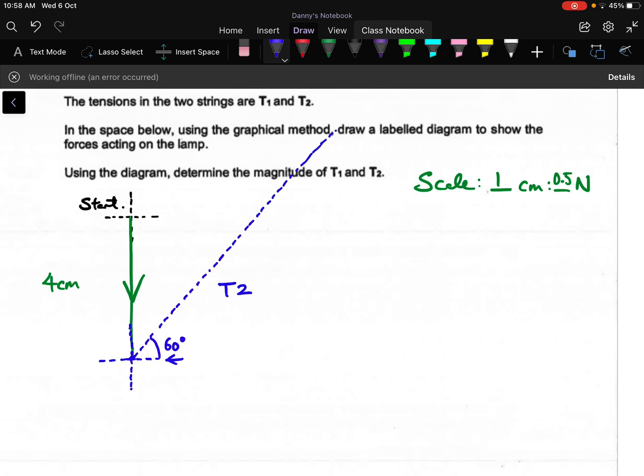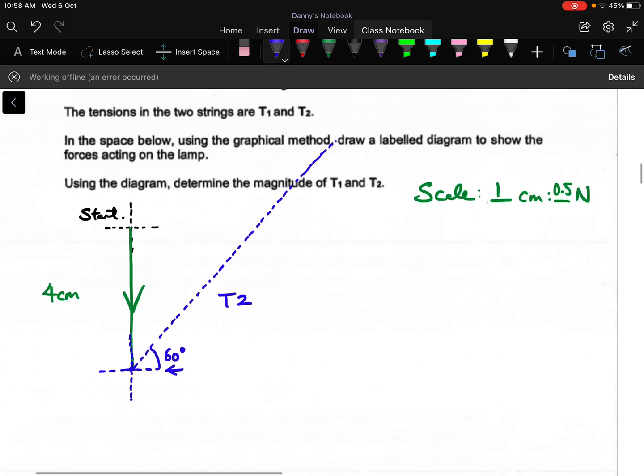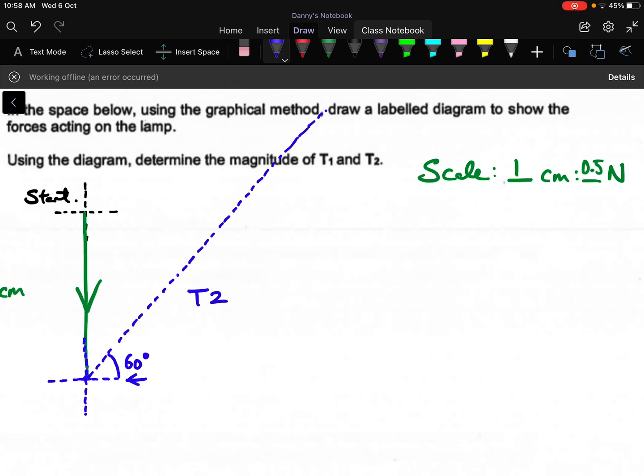So this is my T2. I do not know where it will end, but what I know is it will be at 60 degrees. Now, if I do not know where T2 will end, I cannot start drawing my T1 because I do not know where it should begin. Should I begin here? Should I begin here? Or should I begin here? I do not know. So because of that, I find that I cannot draw T1 at the start.